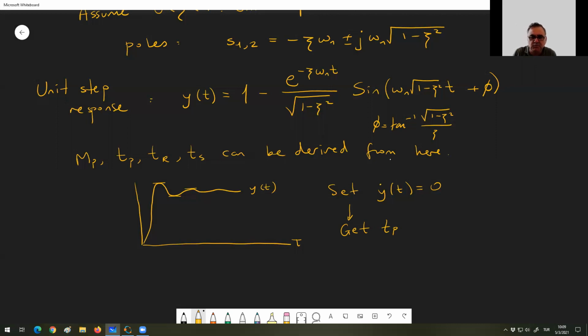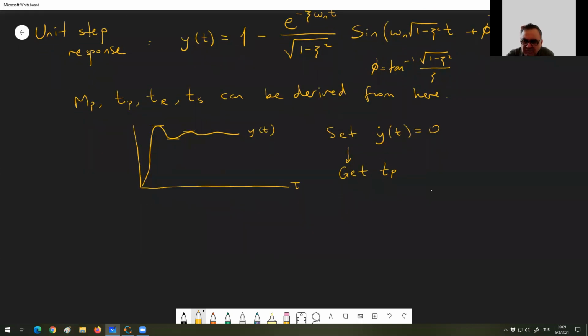And if you do that, I'm not going to do it because it's just taking derivatives and so on. TP will be, as you can expect, pi over the damped natural frequency, which is pi over omega n root 1 minus zeta squared. That will be your peak time.